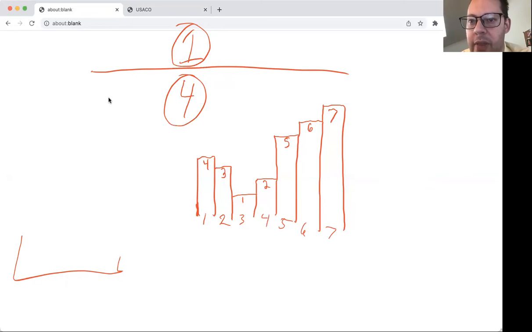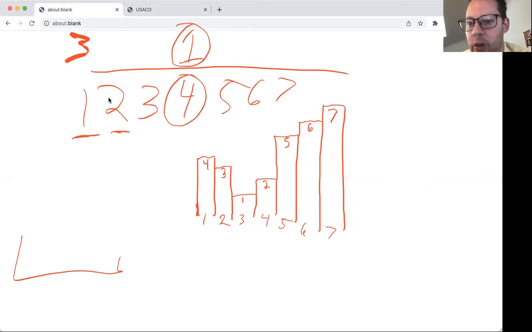If I were to do that, 3, 2, 1, 5, 6, and 7, then the cow of height 1 is in position 3. The cow of height 2 is in position 4. The cow of height 3 is in position 2. And then 5, 6, and 7 are the same. If I do that, then in my stack, I only have to keep track of heights.